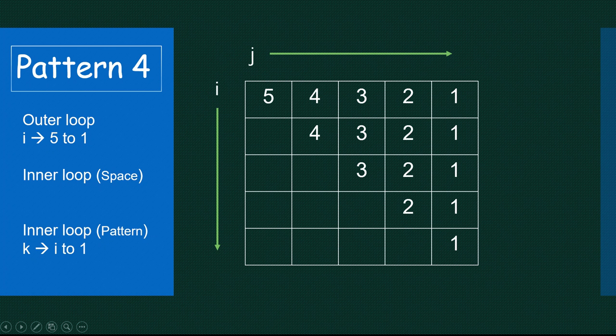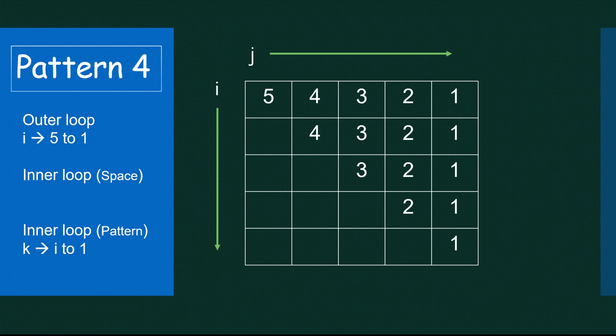Now the i value: when you check the last row, that is the last column, it is 1. So the i value will be from 5 to 1. So 5, 4, 3, 2, 1. You can observe each and every row starts from 5 and ends with 1. So the i value is 5 to 1. And then the pattern value. Again, you can see the first row itself is 5 to 1. So 5, 4, 3, 2, 1. So it is decreasing. So both i and j are decreasing.